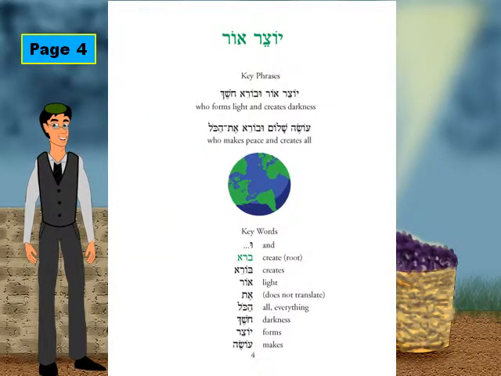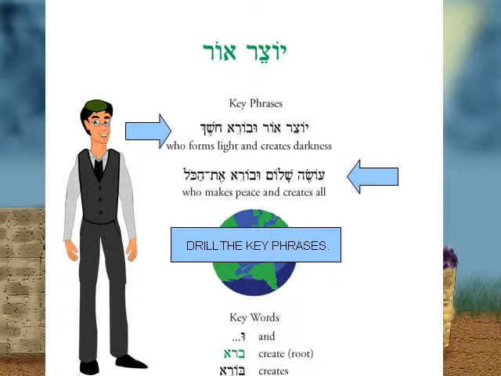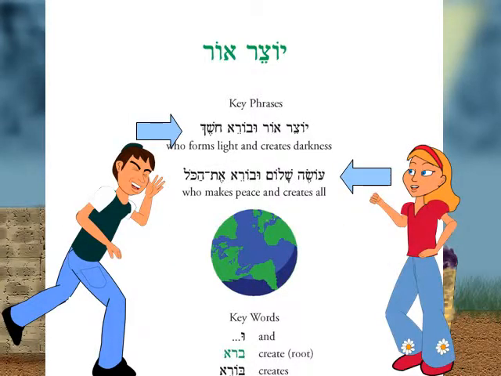On page 4, your students will study the key phrases and the key vocabulary of the prayer. Drill the key phrases with them in Hebrew and in English. Repeat them over and over and have them repeat them back to you until they can say the Hebrew smoothly and they can repeat the translation of those key phrases by heart. You can even have a contest to see which small group can recite these phrases in Hebrew and in English first, by heart, and quickest.